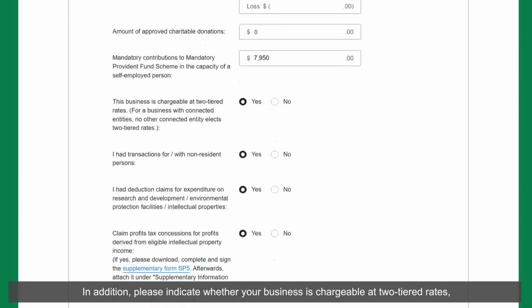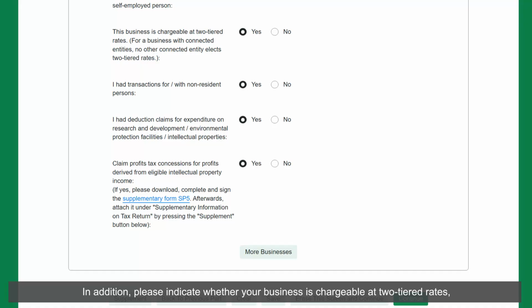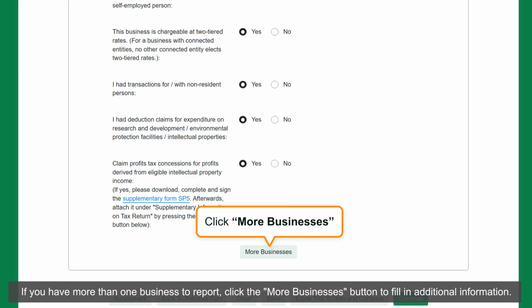In addition, please indicate whether your business is chargeable at two-tiered rates, had transactions for or with non-resident persons, had deduction claims for expenditure on research and development or environmental protection facilities or intellectual properties, or claim profits tax concessions for profits derived from eligible intellectual property income. If you have more than one business to report, click the More Businesses button to fill in additional information.